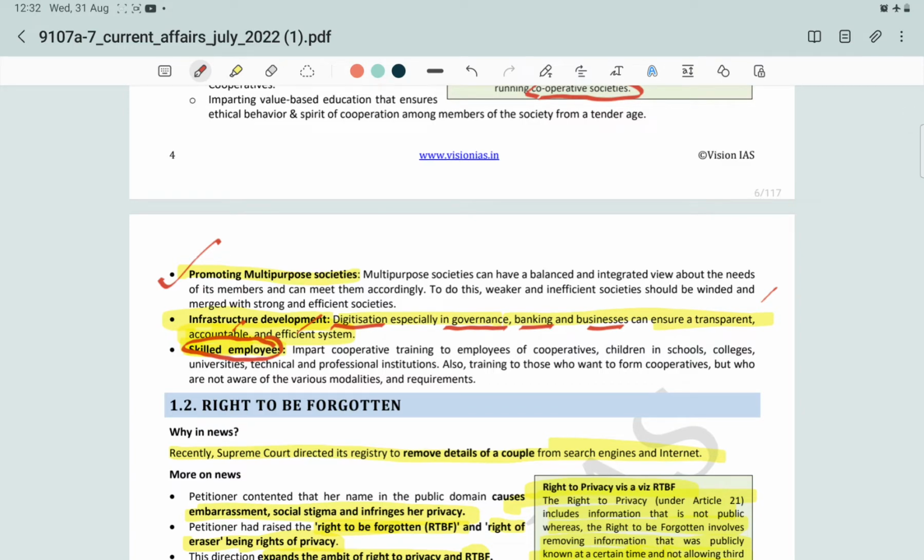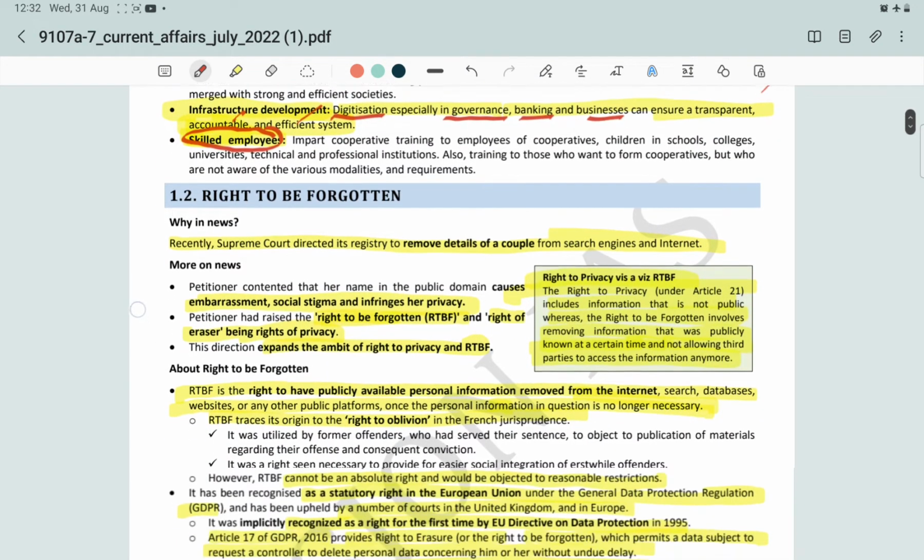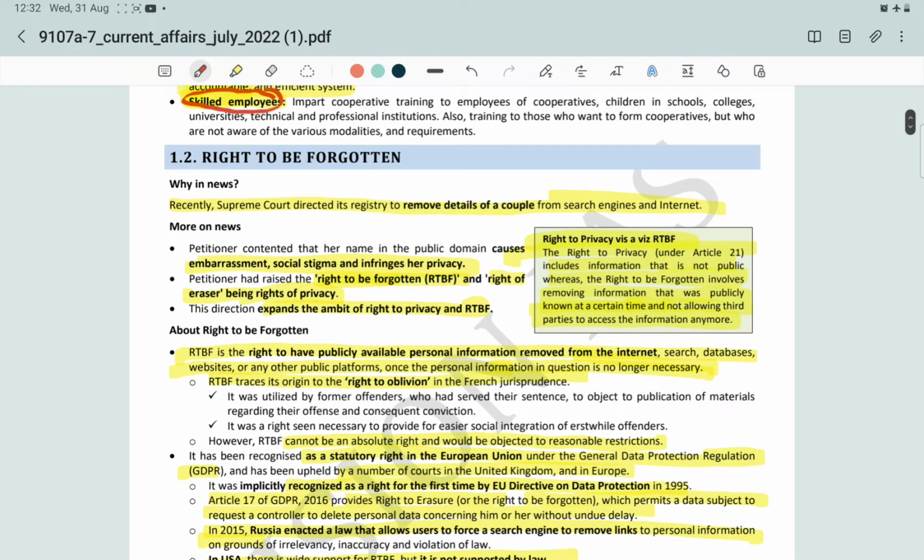Let's switch to the next topic, that is the right to be forgotten. What is this right to be forgotten? Here is the definition. It is the right to have publicly available personal information removed from internet searches, databases, websites or any other public platforms once the personal information in question is no longer necessary. Okay, this is called the right to be forgotten.